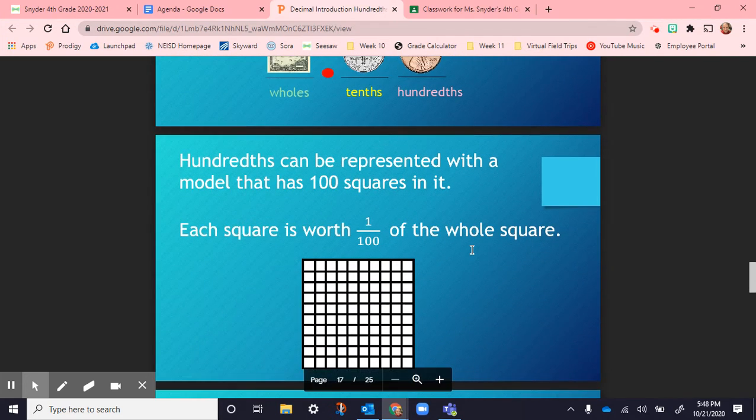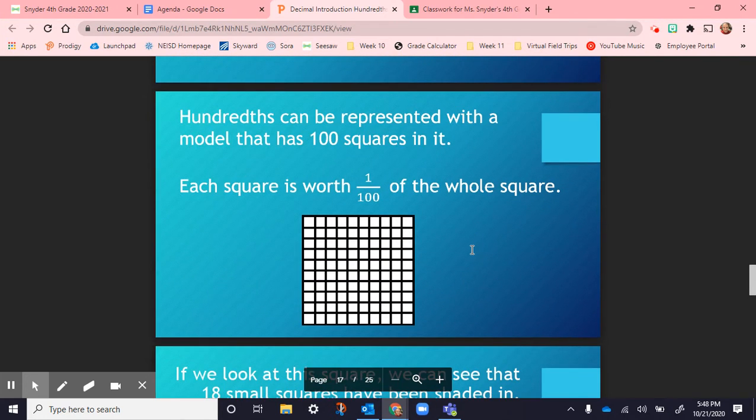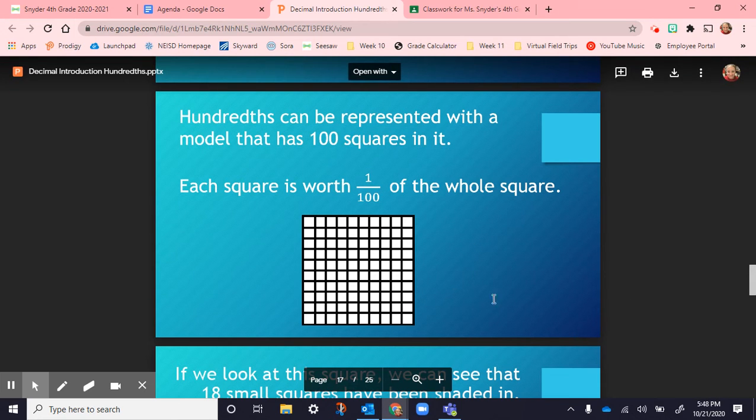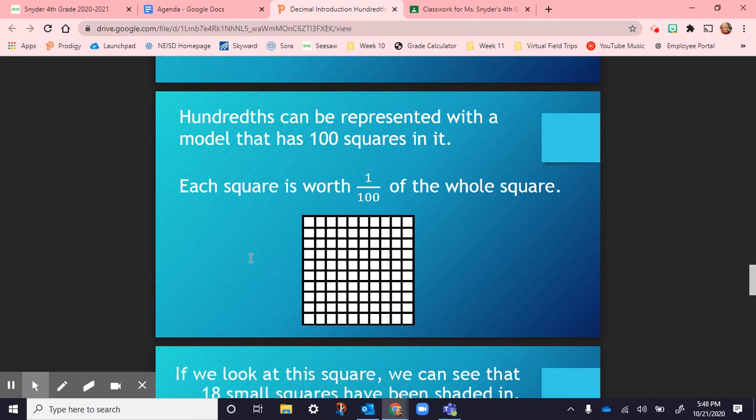So hundredths can be represented with a model that has 100 squares in it. So we will see this model probably 5,000 times. We'll do lots of practice with it. And this is how we show our fractions and decimals when we've got 100. So each one of these is a penny, you could think of it, or that 1/100th.